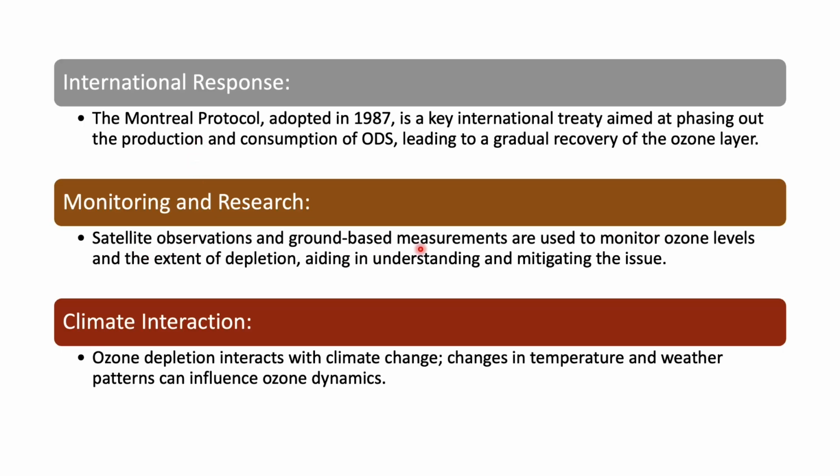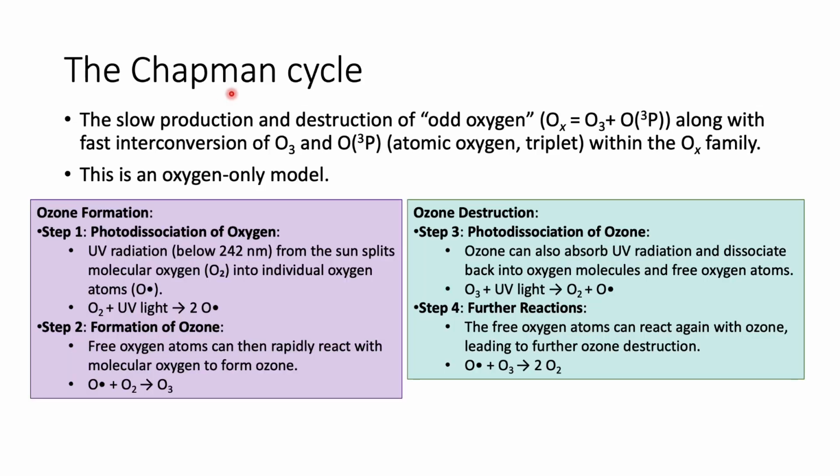Satellite observations and ground-based measurements are used to monitor the ozone levels and the extent of depletion. This helps in understanding and mitigating the issues. Ozone depletion interacts with climate change. This changes in temperature and weather pattern can influence the ozone dynamics. We will look at an important cycle called the Chapman cycle. This is used to explain how the ozone depletion actually takes place.